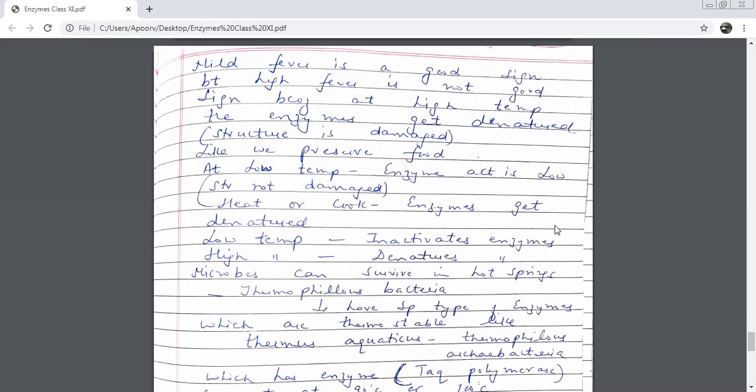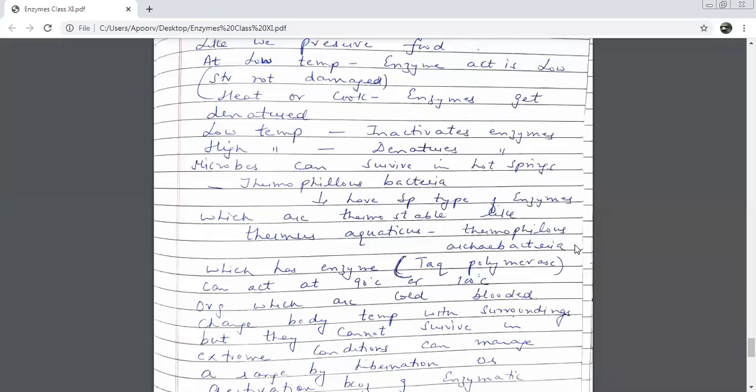Inactive for a temporary phase of time, and they are not showing the maximum activity. Although slow activity is still continuing, optimum activity they are not showing. But at high temperature, we normally say किसी भी चीज को boil करो, cook करो, heat करो, तो germs मर जाते हैं. How is that happening basically? Because over here at high temperature, the enzymes are getting denatured.